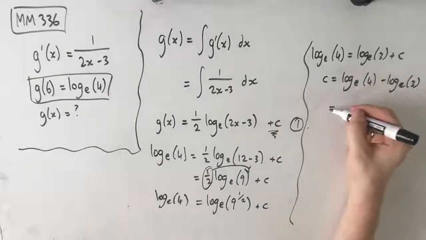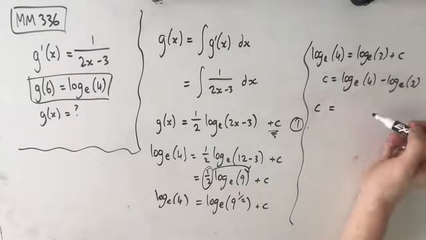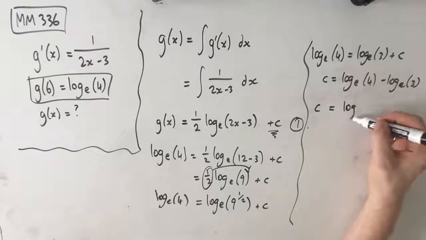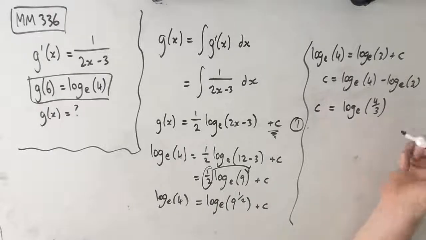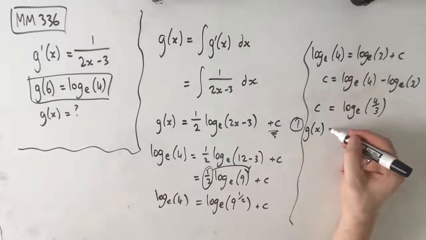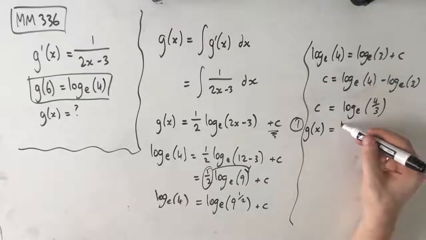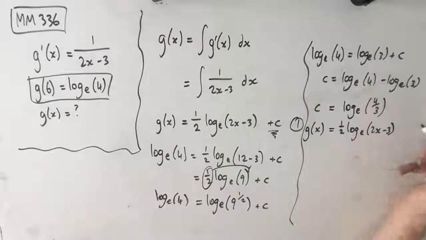Now according to one of our other log laws, when we minus two logs with the same base and the same number at the front, we can join them into one and divide the insides. So we get log e of 4 on 3 there. So that means that g of x is equal to 1/2 log e of 2x take 3 plus c, which is log e of 4 on 3.